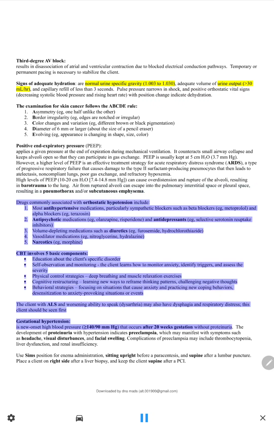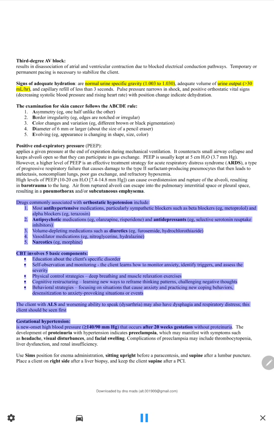CBT involves 5 basic components. Education about the client's specific disorder, self-observation and monitoring. The client learns how to monitor anxiety, identify triggers, and assess the severity. Physical control strategies, deep breathing and muscle relaxation exercises. Cognitive restructuring, learning new ways to reframe thinking patterns, challenging negative thoughts. Behavioral strategies, focusing on situations that cause anxiety and practicing new coping behaviors. Desensitization to anxiety-provoking situations or events.